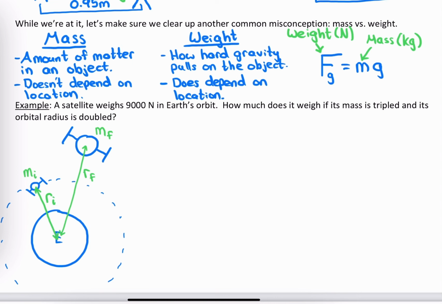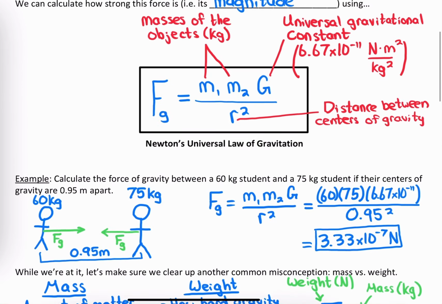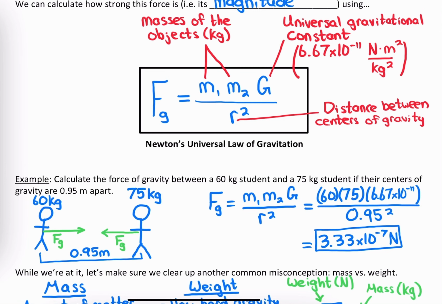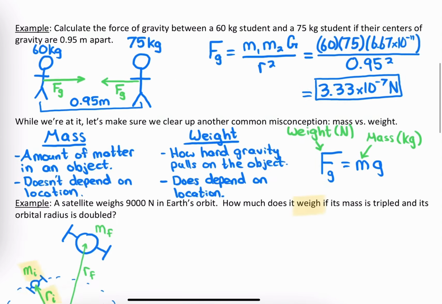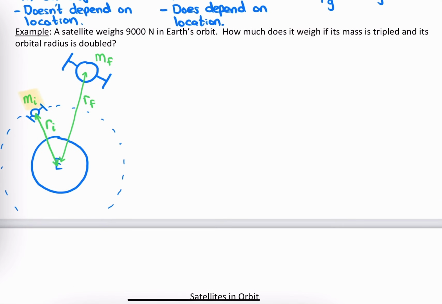Okay, so what I'm going to do is I've got some information on mass and on radius, and I'm interested in knowing about weight. Well, that sounds like this formula up here: mass, radius, weight. Let's see if we can apply that down here. And I'm going to apply it twice, once for the initial satellite, the small original one, and once for the final satellite.